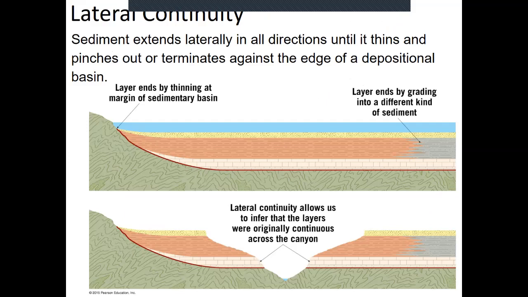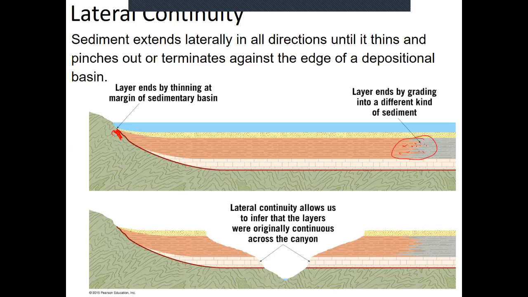The next principle is lateral continuity. This principle assumes that layers of sedimentary rock are continuous, right? They continue, they don't just disappear. One rock doesn't all of a sudden transition to another one. Layers of sedimentary rock are originally continuous, except where they thin and pinch out at the edge of a depositional basin like they do over here, or whenever they grade out, which means they transition into a different type of sediment, like what's happening right here.